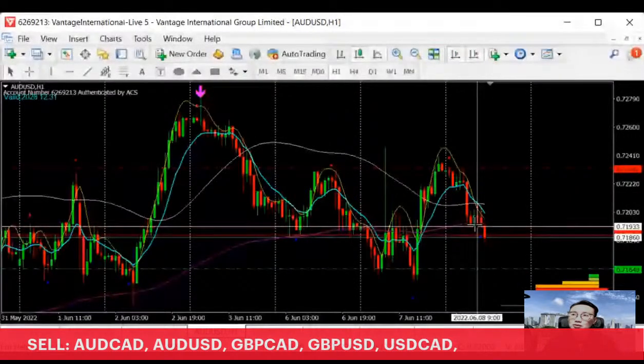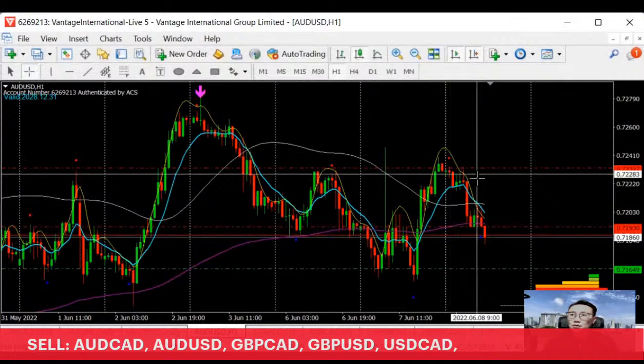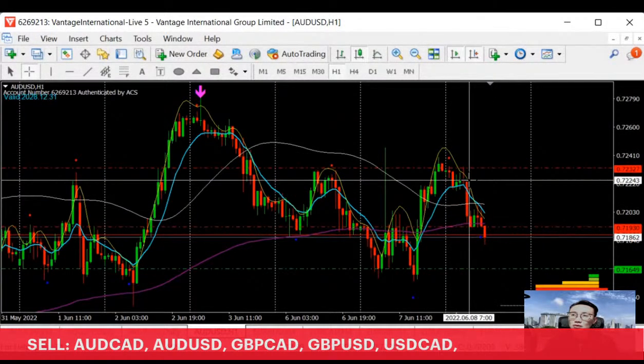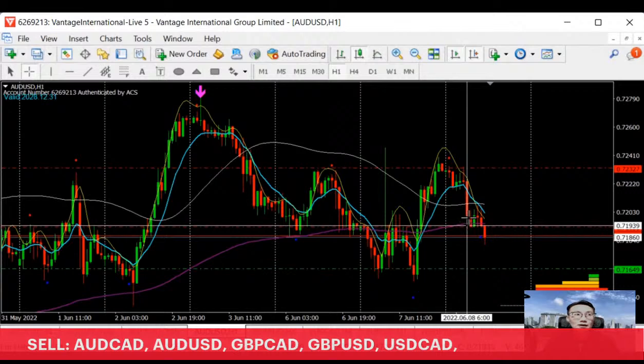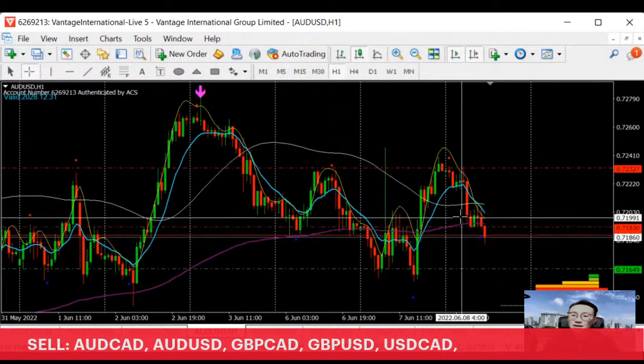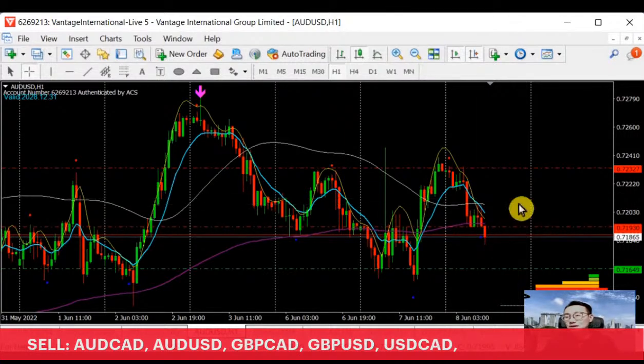This lower compared to this lower is what we call a lower resistance. Usually a lower resistance will tend to go for a lower low. So from this lower low, it's a selling trend. We can take the opportunity to grab it.